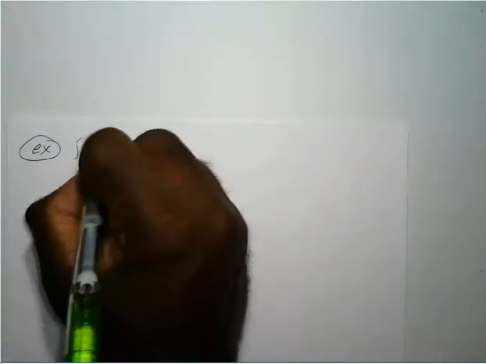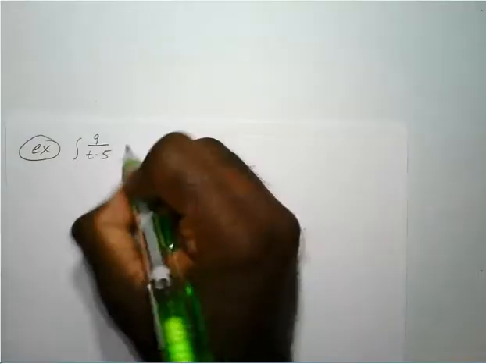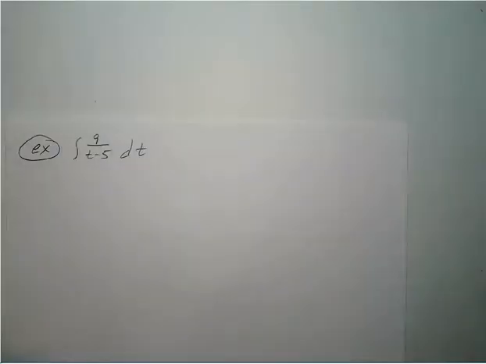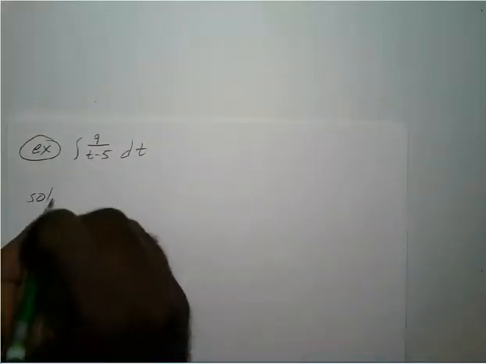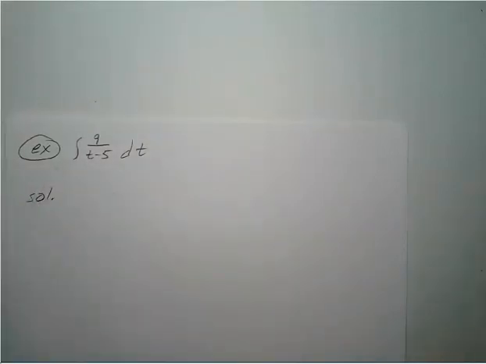Okay, so what if you have the integral of 9 over t minus 5 with respect to t? I know you're probably thinking, okay, this isn't a log integral, this is not an exponential, this isn't a trig integral, how does this fit? Well, with this, you can try any other method that we've learned so far, and it would not work.